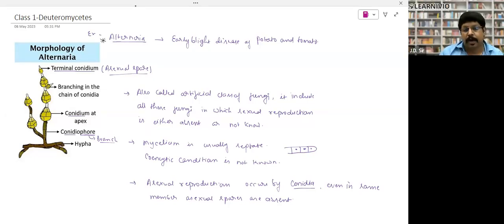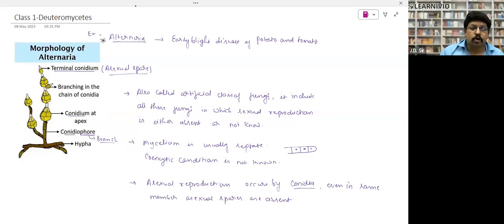So the first thing that you have to note down: keep on noting down in bullet format. This is the structure of Alternaria solani. This is the hypha. There are some branches called conidiophore. Phore means branch. These are the spores, asexual sporangia called conidium, right? So this is asexual, it performs asexual reproduction.